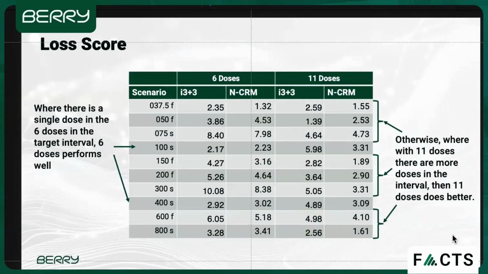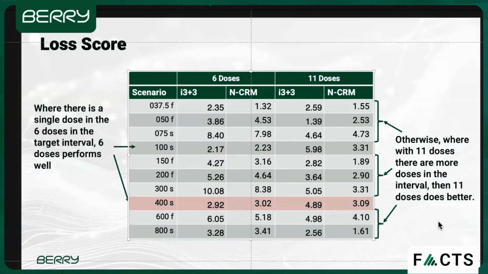If we look at the loss score, it's a little bit clearer. The loss score is better in the 11 dose case in every scenario except the 2 where there's one true MTD and it is present in the 6 doses.